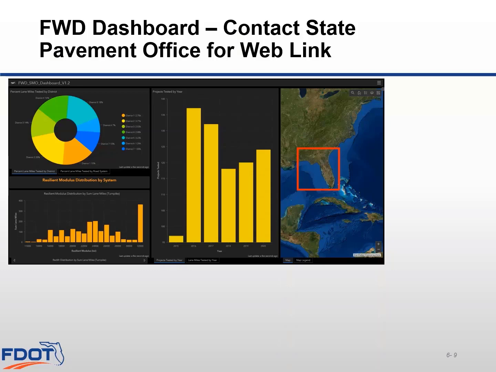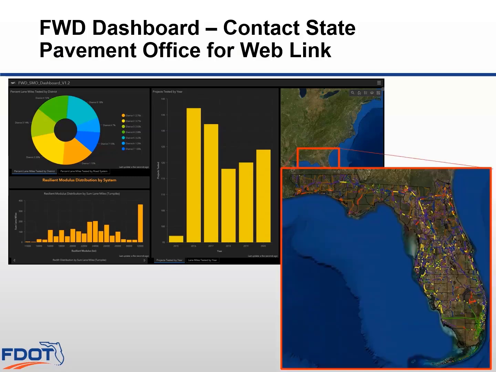So this is a screenshot here of the FWD dashboard. You can see a map located on the right-hand side of the screen, and if you were to zoom in on the state of Florida, you would see a bunch of different colored line segments starting to appear. Each one of these line segments represents a deflection test that's been performed.